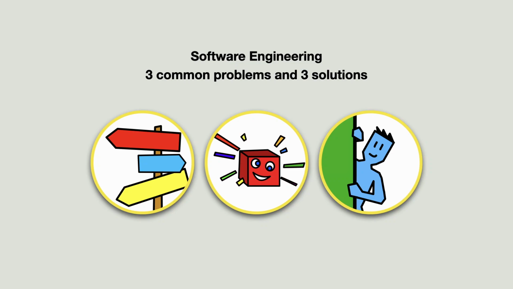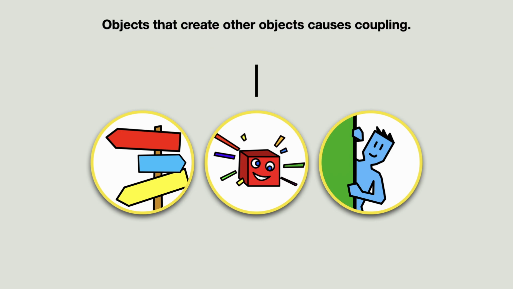This video is part of my software engineering series, 3 common problems and 3 solutions. In this part, you will see the second problem. Objects that create other objects causes coupling. And solution, solve coupling with dependency injection.